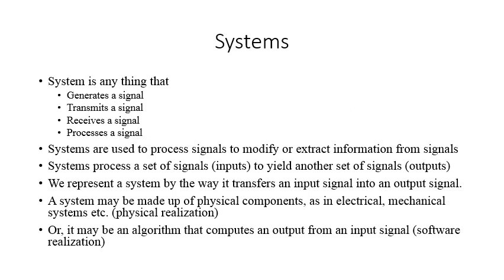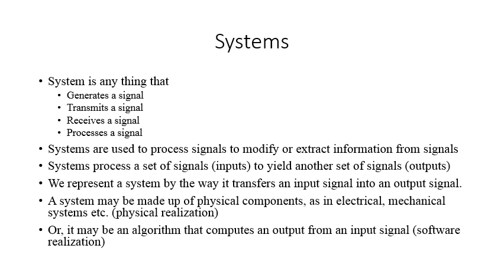So again, talking about the system, we defined a system as anything that generates a signal, or transmits a signal, receives a signal, processes a signal, and so on, right? So systems are used to process signals, to modify or extract information from the signals. And we can also say systems process a set of signals to yield another set of signals, right? We represent a system by the way it transfers an input signal into an output signal.